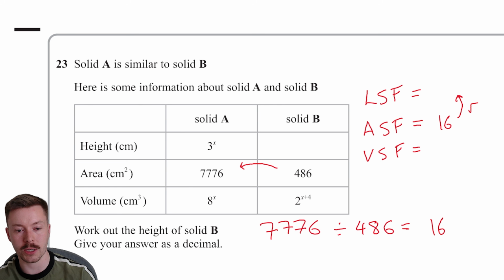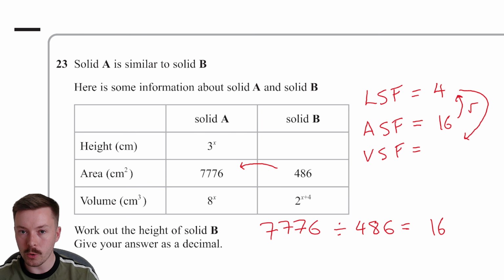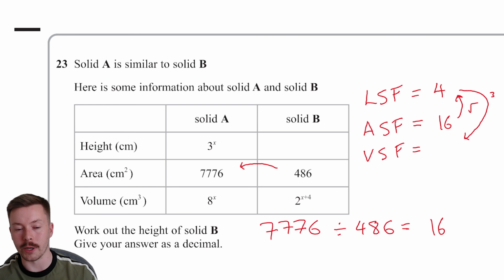So square root 16, we get the length scale factor as 4. To then get from the length scale factor to the volume scale factor, think about the units. You're going from centimetres to centimetres cubed. You need to cube it.